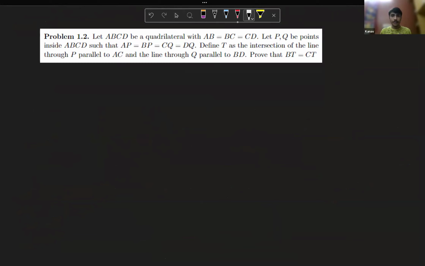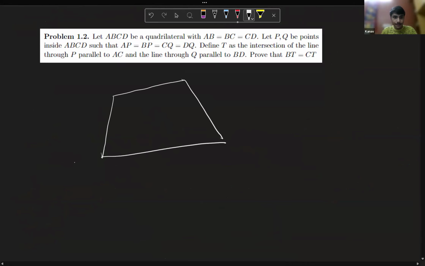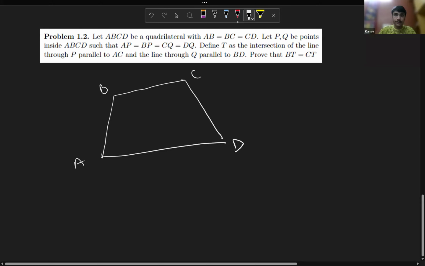So we have ABCD, a quadrilateral, pretty specific quadrilateral, with AB equal to BC equal to CD. P and Q are points inside ABCD, such that AP is equal to BP. It's also equal to CQ and also equal to DQ.